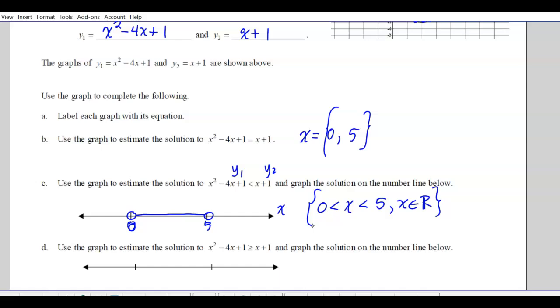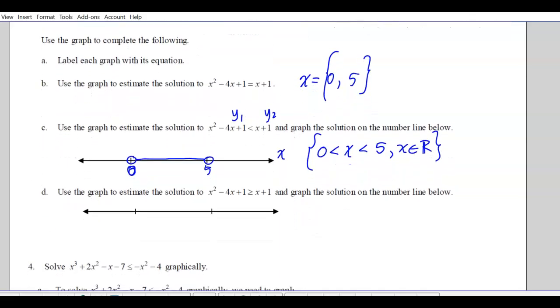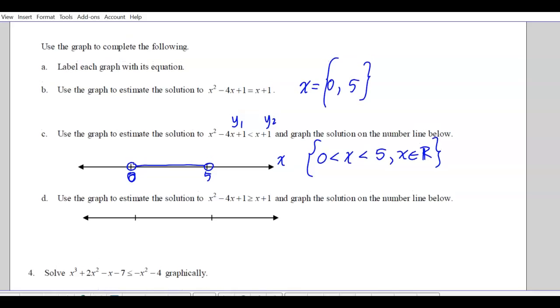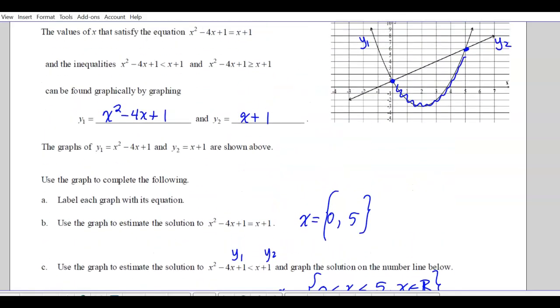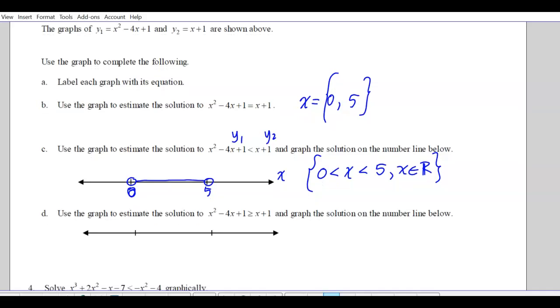And really, we've already done something like that, right? Because that's a quadratic and a linear. Okay, use the graph to estimate the solution to greater than or equal to. So where is y1 greater than or equal to? So here, including that, and here. Okay, so let's do it. We'll circle this way, we'll circle this way. So that's going to be x less than 0, x greater than 5.